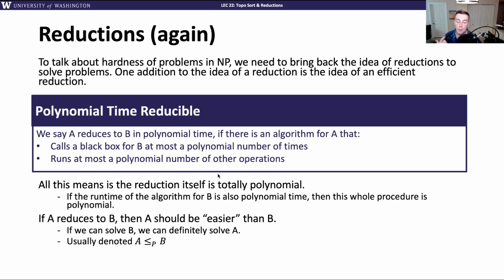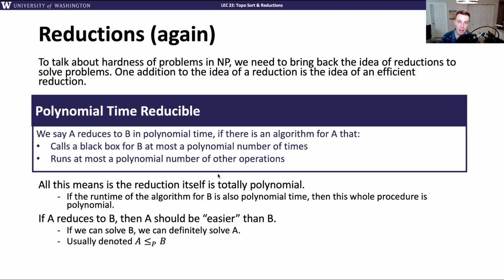So we're going to add the qualification about polynomial time reductions, meaning it's just a reduction like we talked about before, reducing problem A to problem B, but that reduction itself needs to be polynomial time, meaning that you can only call the routine for B at most a polynomial number of times, and the extra work that you do to transform the input or output also needs to be polynomial time.